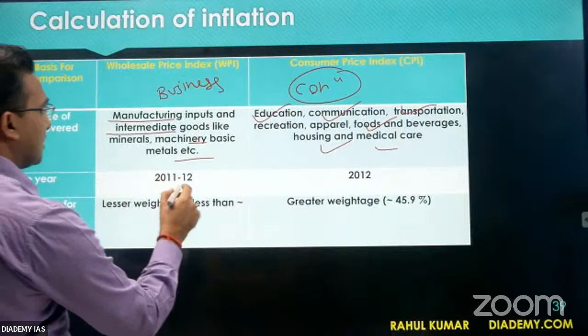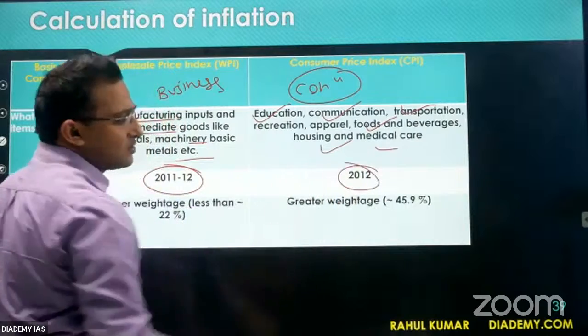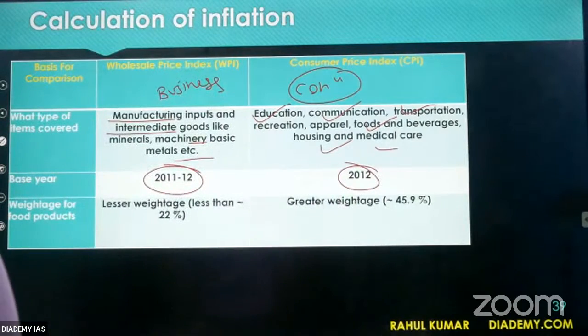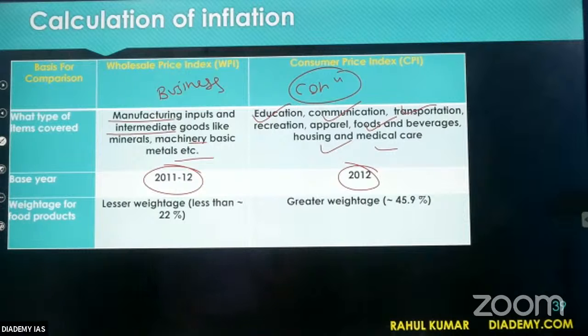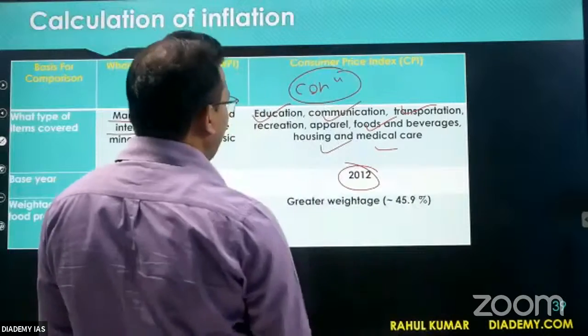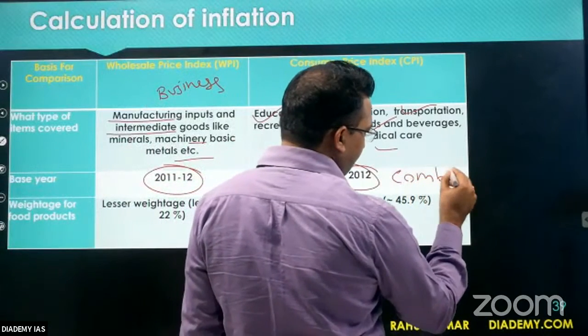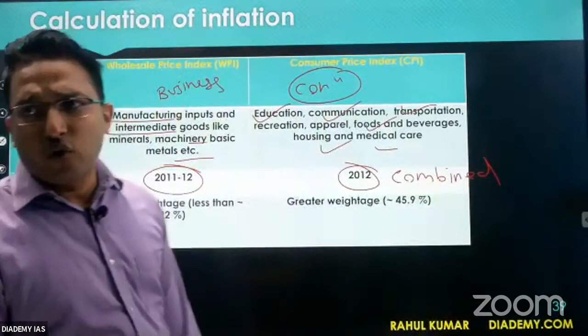Now the base year in case of the wholesale price index is 2011-12, and in case of CPI it is 2012. Okay, so this is the thing. So this CPI base year is 2012, and when we are talking about CPI, this is CPI combined. Okay. There are other CPIs, industrial worker and so on. We are not talking about that.